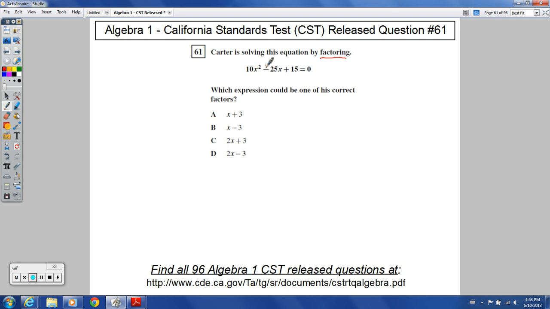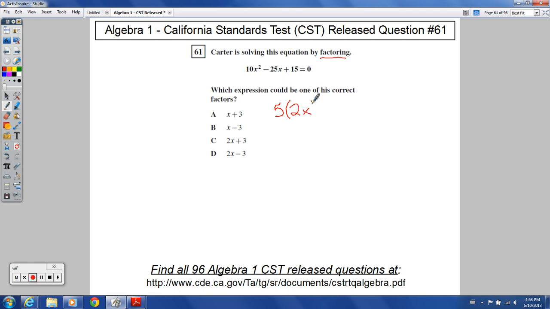We've got 10x squared minus 25x plus 15 equals 0. I noticed when I looked at that I can factor something out of everything. That's always where I should start. So which expression could be one of his correct factors? I noticed up here that I can take 5 out of everything first of all. That's going to make the factoring easier to do with the rest of it.